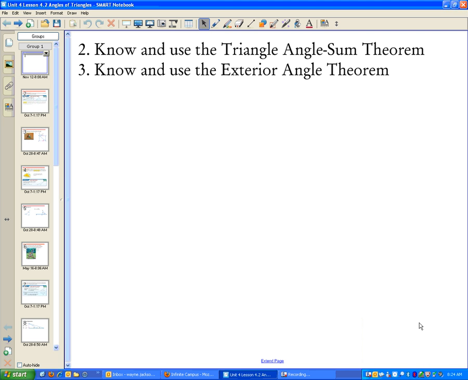All right, these two learning targets. We're going to know and use the triangle angle sum theorem, and we're going to know and use the exterior angle theorem. So you got to know them, you got to know what they say, you got to be able to write them down if you're asked, you got to be able to do fill in the blank on them if you're asked, true, false, if I change a word, you got to know them. Then you got to use them. All right, you can't use them if you don't know them.